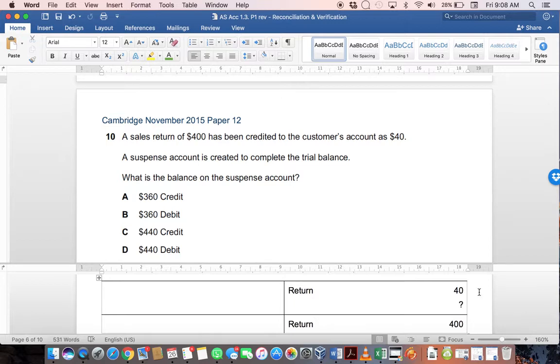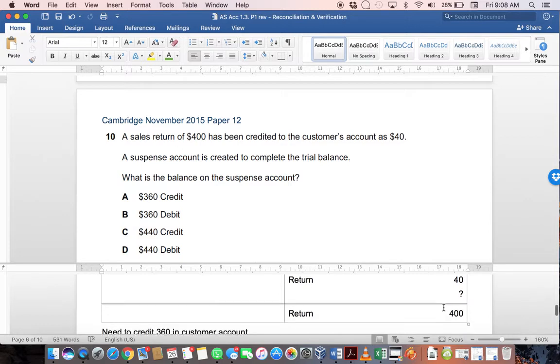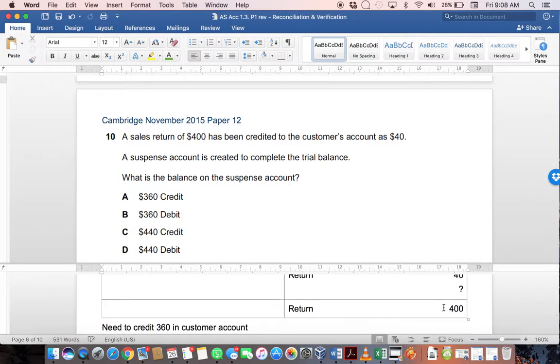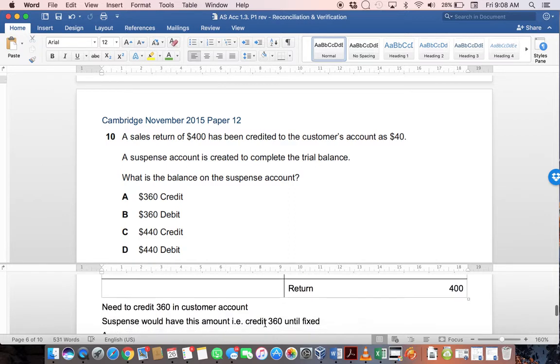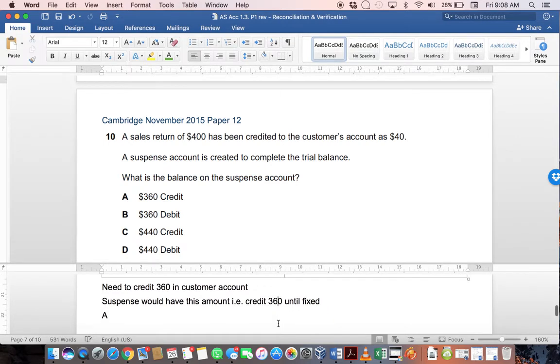So how do you get from 40 to 400 on the credit side? Obviously, there's a missing figure over here on the credit side, and you should easily be able to see that it would be a 360. So if you need to credit 360 in the customer account, your suspense account would have this credit 360 until it's fixed, and therefore your answer is going to be A.